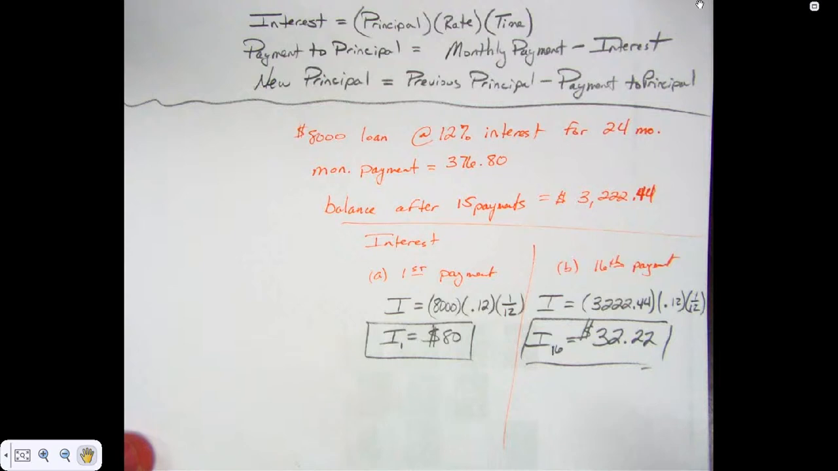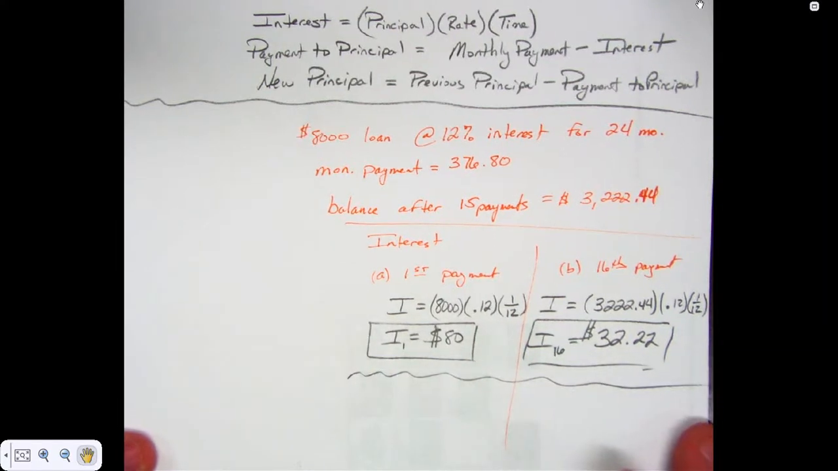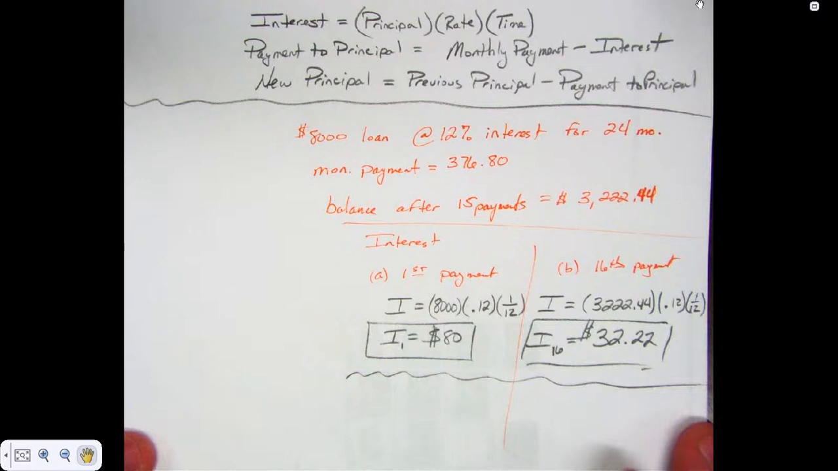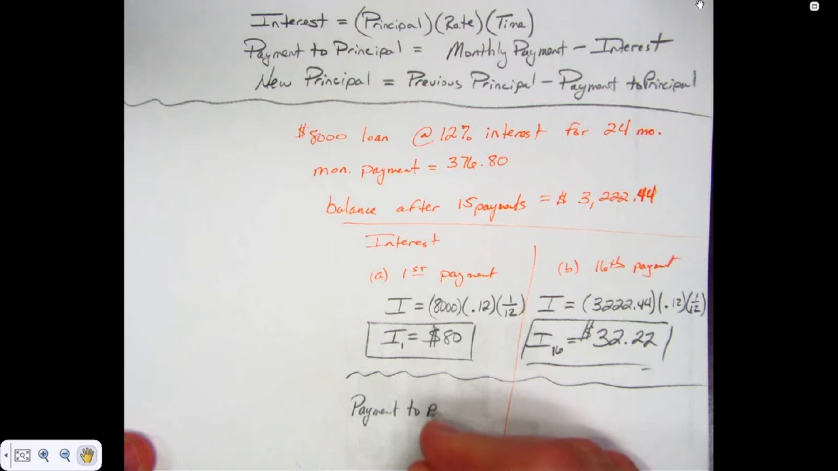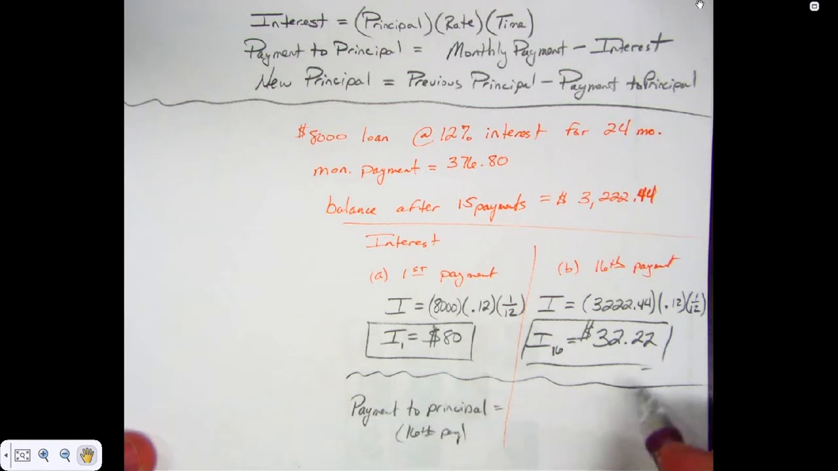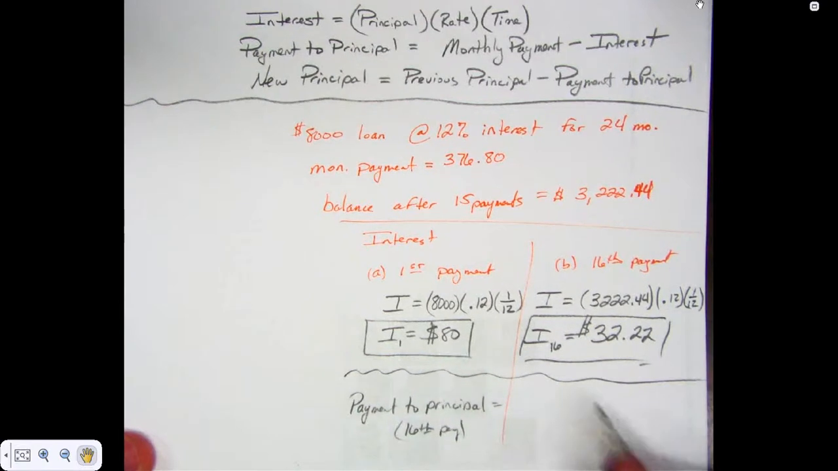Now, what I would like to add to this problem, that you didn't do, for those of you that are working ahead, is let's find our payment to principal at this point in our 16th payment. How much of our payment was to principal in the 16th payment? How do I figure that out?